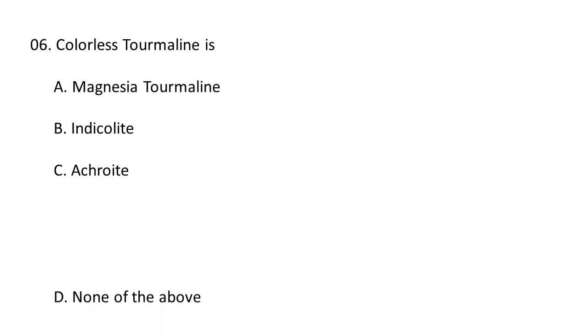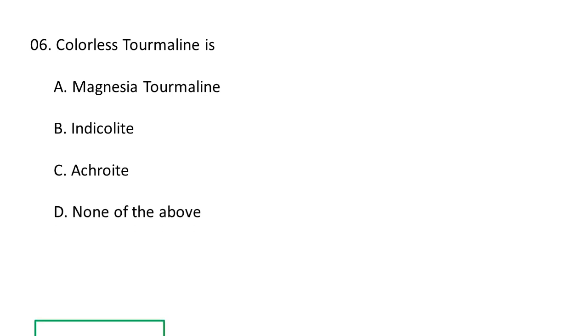Next question. Colorless tourmaline is A. Magnesia tourmaline, B. Indicolite, C. Achroite, D. None of the above. Colorless tourmaline is known as achroite. C. The colorless tourmaline is also known as achroite because the name achroite comes from the Greek word achroos, which means without color. Next question.